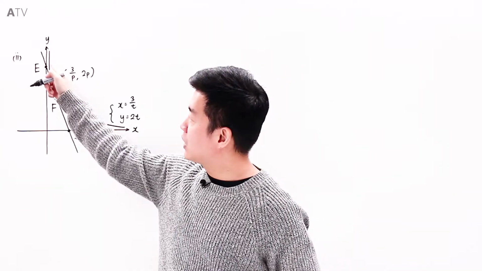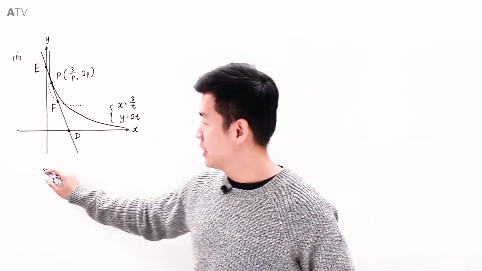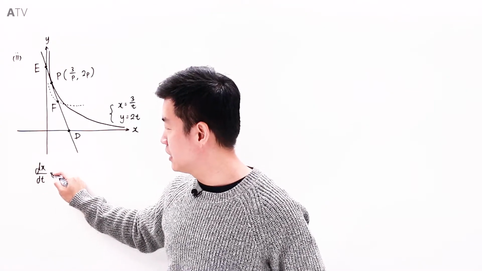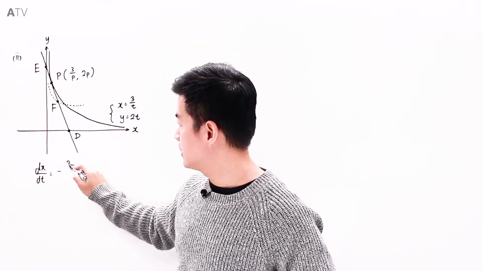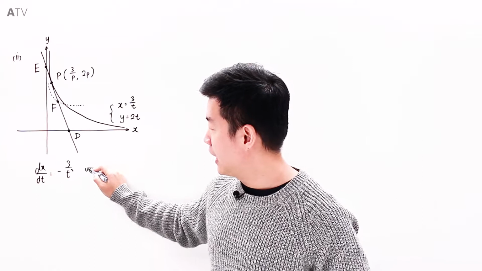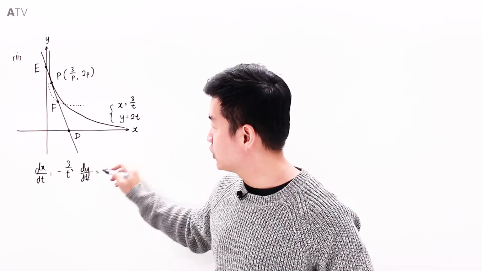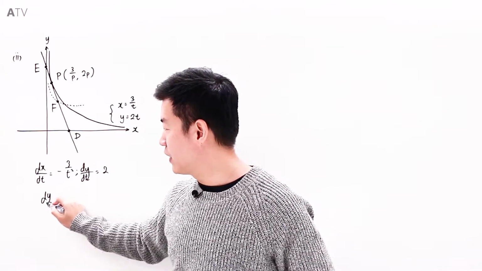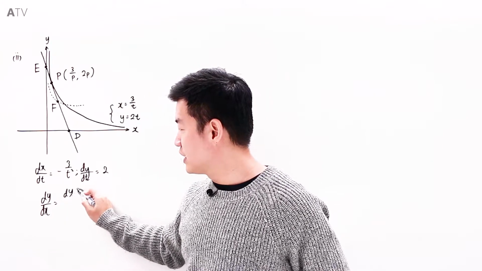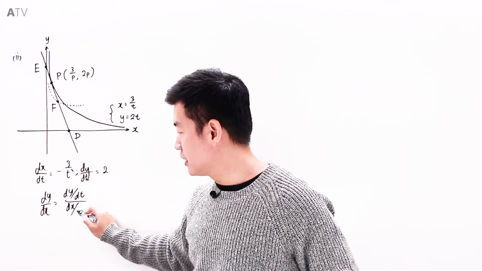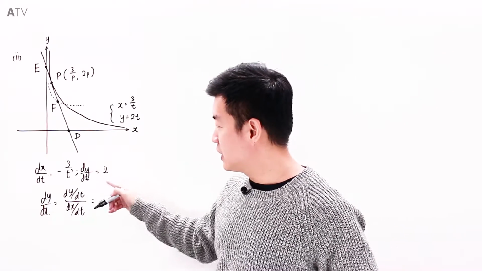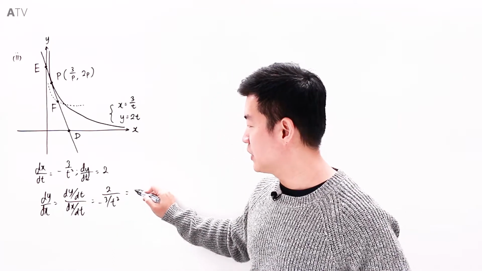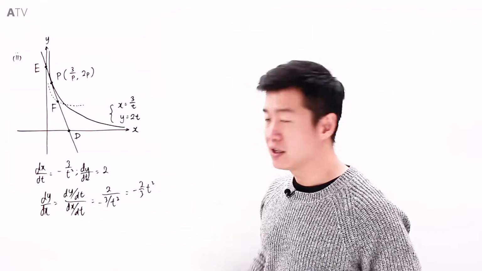So let's try to find dy/dx for the curve C, which is in parametric form. First, let us try to find dx/dt. Differentiating this will give us minus 3 over t squared. And I want to differentiate y with respect to t also. Differentiating this with respect to t, it is going to give me 2. So with this, I can now find dy/dx, which is dy/dt divided by dx/dt. dy/dt is 2 divided by dx/dt, which is negative 3 over t squared. This will give me negative 2 over 3t squared.